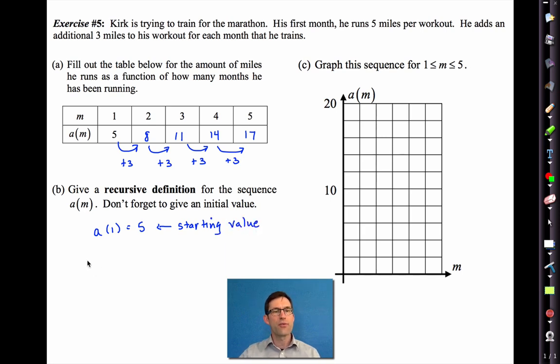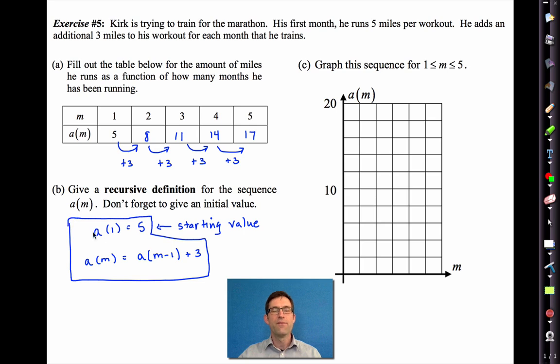And then you want to talk about the relationship, all right? So in other words, how do I get A of n? Well, I take the one before it, which would be A of n minus 1, and I add 3 to it. In total, this gives me the recursive relationship. Very important to remember that, though, all right? And let's graph it. Simple enough.